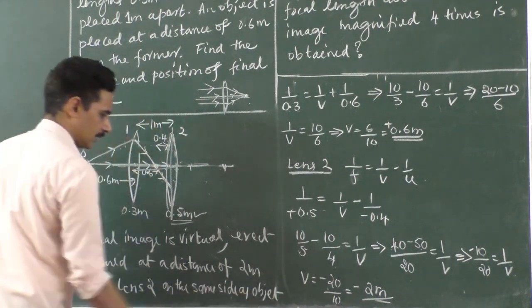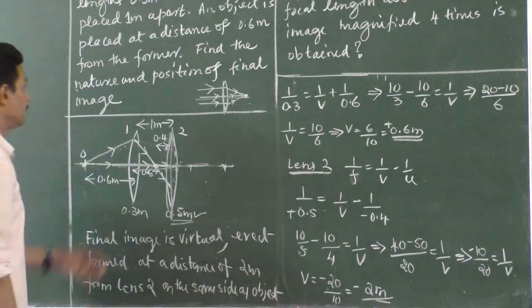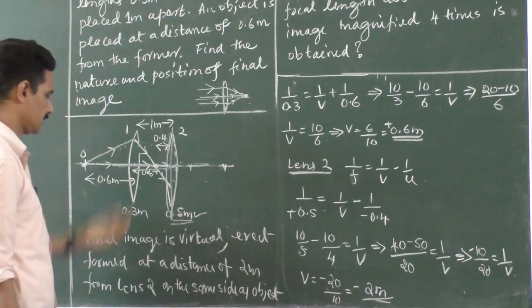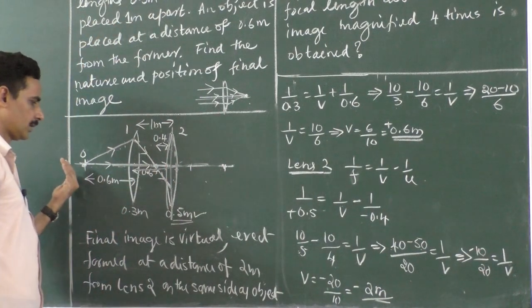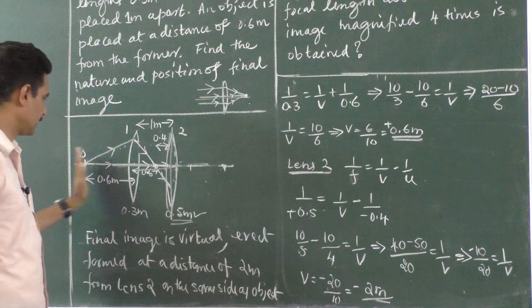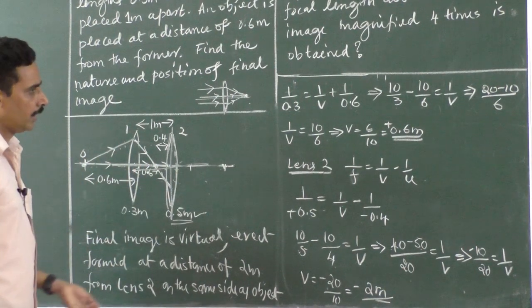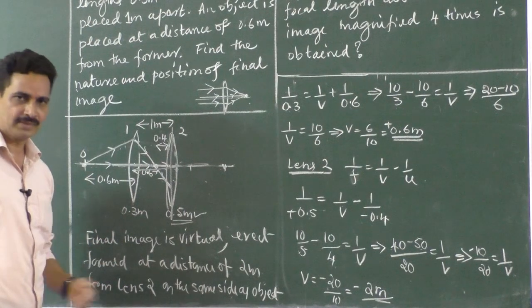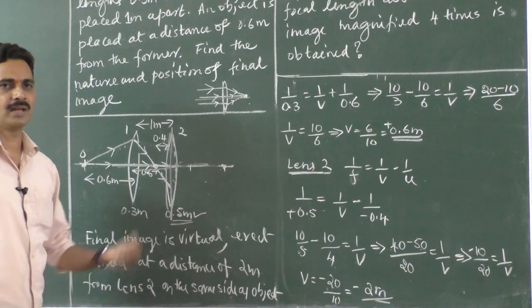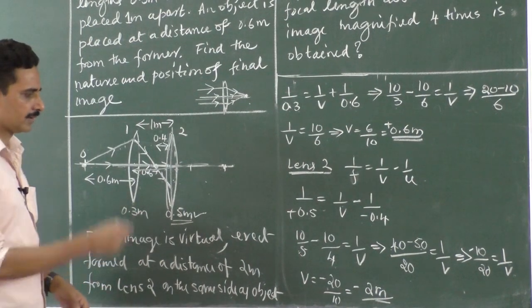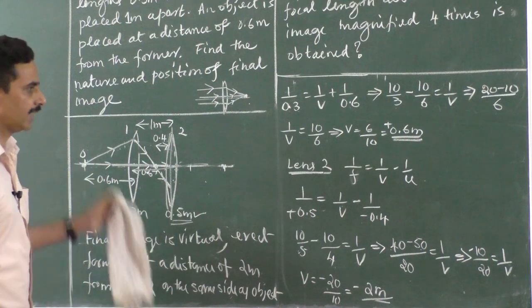So you should answer their question, right? Where will be the final image formed, and find the nature, position. It is formed at a distance of 2 meter on the left side of this lens, that means on the side of the object. From here it is 2 meter. So it looks very simple, actually a simple problem, but you must have very good experience of substituting the sign conventions.